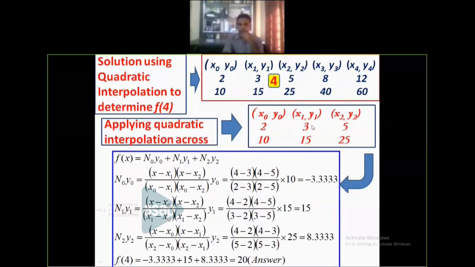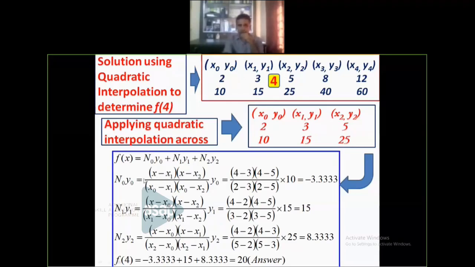Now let us go through the process according to Lagrange interpolation. You have f(x) equals N0 y0 plus N1 y1 plus N2 y2. In quadratic, you have 3 terms. In linear, you have 2 terms. If you have 4 data points, you have 4 terms. When you have 5 data points, you have 5 terms. That's why earlier we took 5 terms, because we had 5 data points. Now, if you look at this, x minus x1, so your N0 into y0.